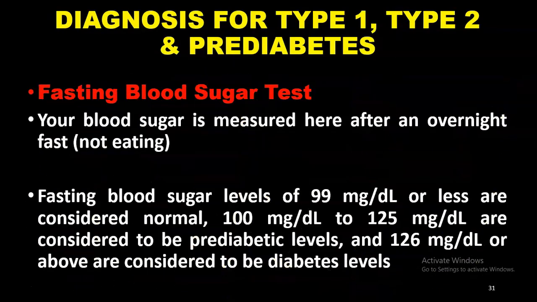Now let's look at the second test. That is the fasting blood sugar test. Your blood sugar is measured here after an overnight fast, that is not eating. Fasting blood sugar levels of 99 milligrams per deciliter or less are considered normal. 100 mg per dl to 125 mg per dl are considered to be pre-diabetic levels, and 126 mg per dl or above are considered to be diabetes levels. You won't be allowed to eat anything the night before, and then a blood sample will be taken. That's after you fasted overnight.